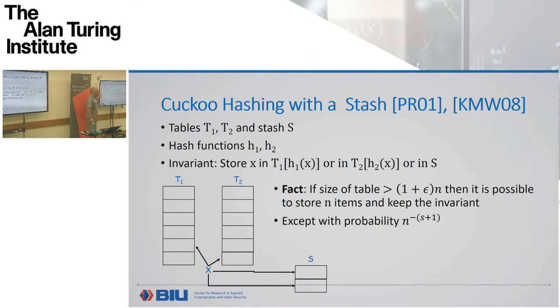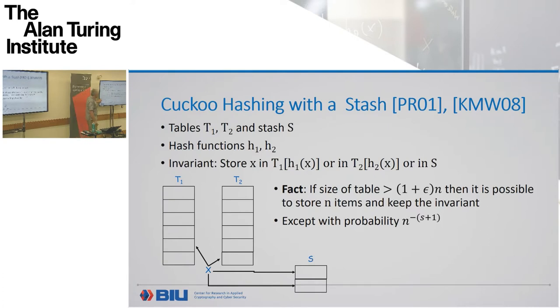And there's a very efficient algorithm for inserting items too. Cuckoo hashing, I won't describe it here. And the nice property is that if the size of the table is slightly more than linear, then it's possible to store n items in this table, except with probability which is n to the minus (the size of the stash plus 1). So if the stash is of size 2, except with cubically small probability, you'll be able to store n items here. So this is extremely useful.